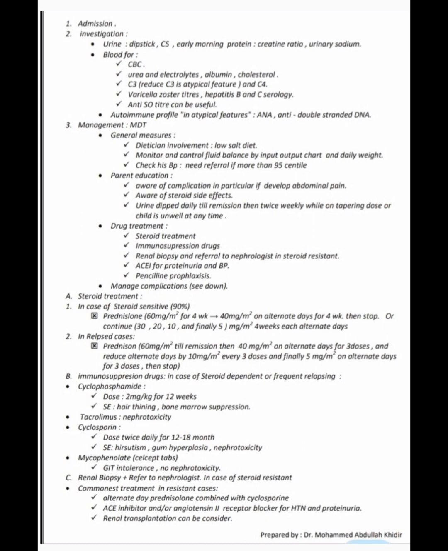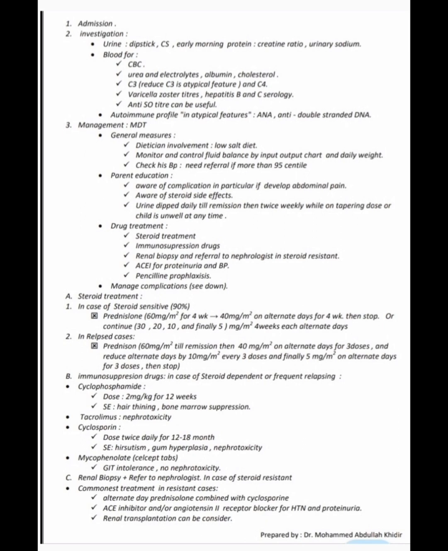Number B, immunosuppression drugs, in case of steroid dependent or frequent relapsing. When steroid dependent or frequent relapsing, what do we give? Cyclophosphamide, dose is 2 mg per kg for 12 weeks. Side effects: hair thinning, bone marrow suppression.